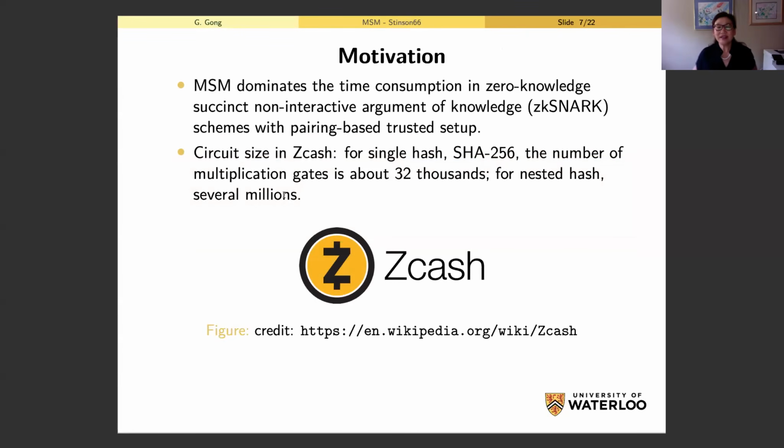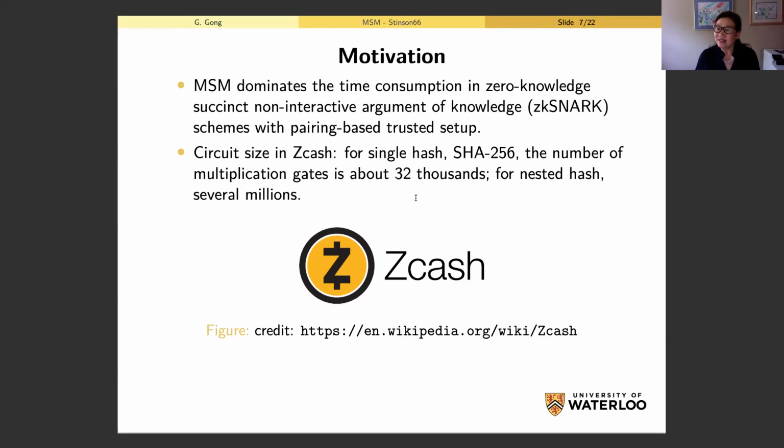Okay, thank you. In those proof systems, you basically expand the SHA function into a circuit representation. In the circuit representation, usually we only count multiplication gates, not addition gates. SHA-256, if you just run it once, is about 32,000 multiplication gates, or in this case AND gates.